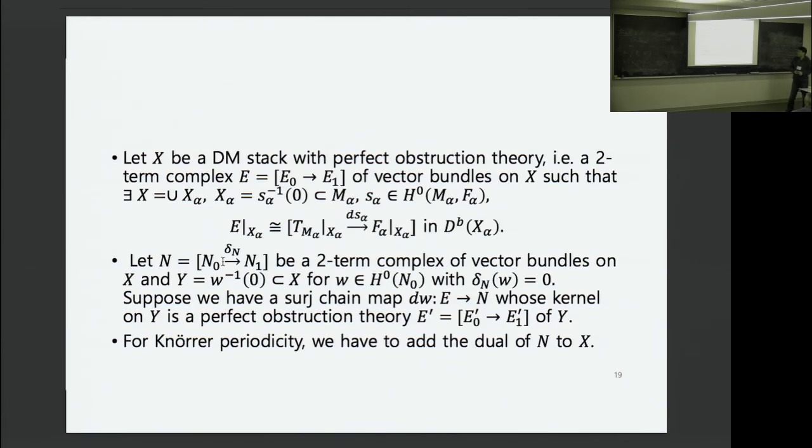Suppose X is a scheme with perfect obstruction theory. In my mind, X is the moduli of stable maps to the ambient projective space P^{d-1} in the previous picture. Perfect obstruction theory means that we have a two-term complex of locally free sheaves, vector bundles E_0 and E_1. If you restrict this two-term complex to an open chart X_alpha, which is the zero locus of a section of a vector bundle over smooth M_alpha, then E should be isomorphic to the standard two-term complex, the tangent bundle and F_alpha, and the map between them is d of the section. Then we say it's a perfect obstruction theory.